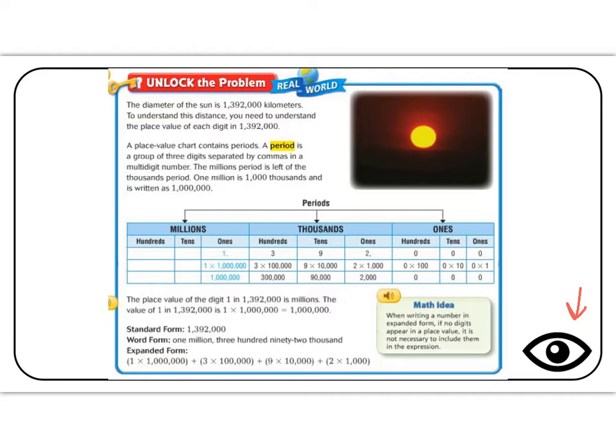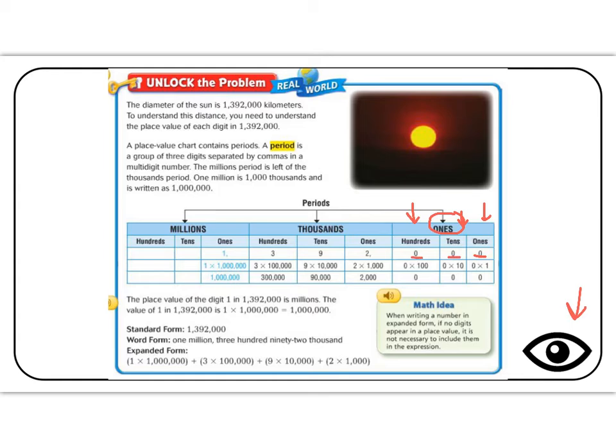The place value chart contains periods, like our vocabulary word. A period is a group of 3 digits separated by a comma in a multi-digit number. Let's look below at the place value chart. Here we have the ones period. The ones period has a ones place, a tens place, and a hundreds place. In this example, all of them are zeros.